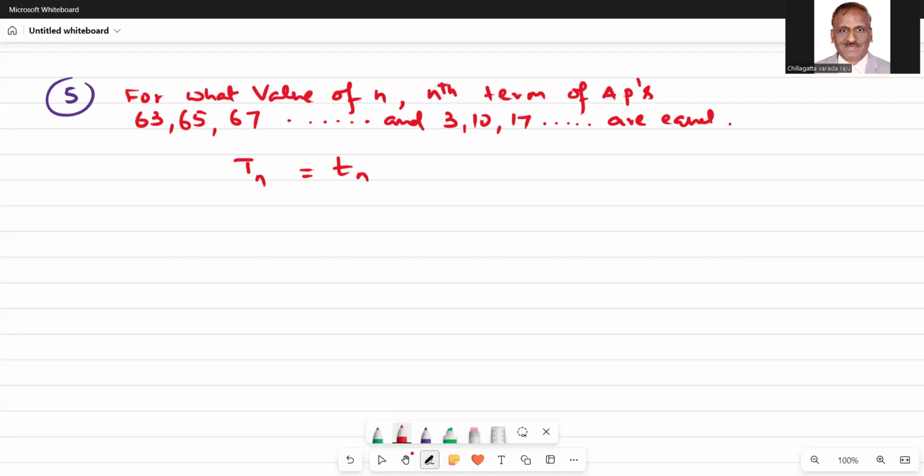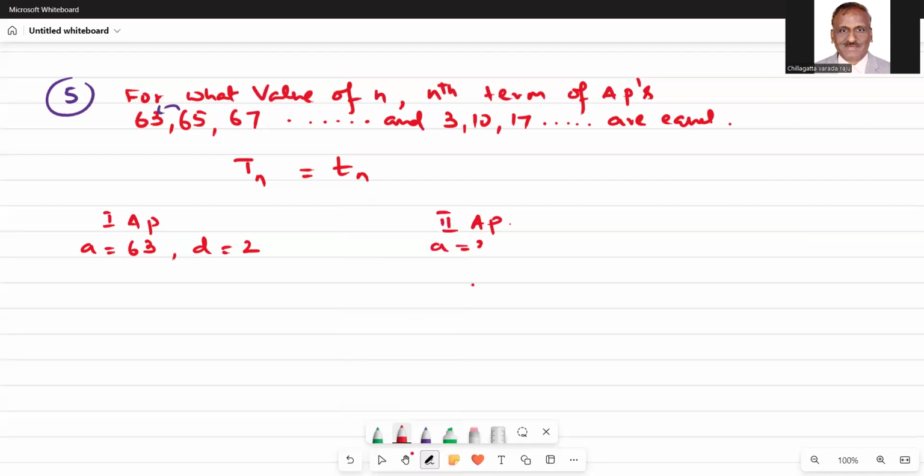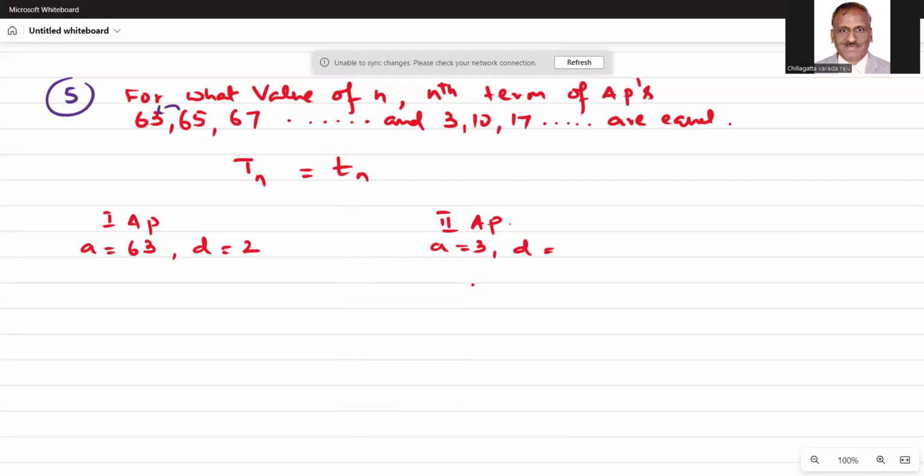So let us write down what is given to us, for the first AP and the second AP. First AP, A is equal to 63. Correct, sir? And what is the common difference? D is equal to 65 minus 63, that gives you 2. Okay. For the second AP, A is equal to 3. What is the common difference?